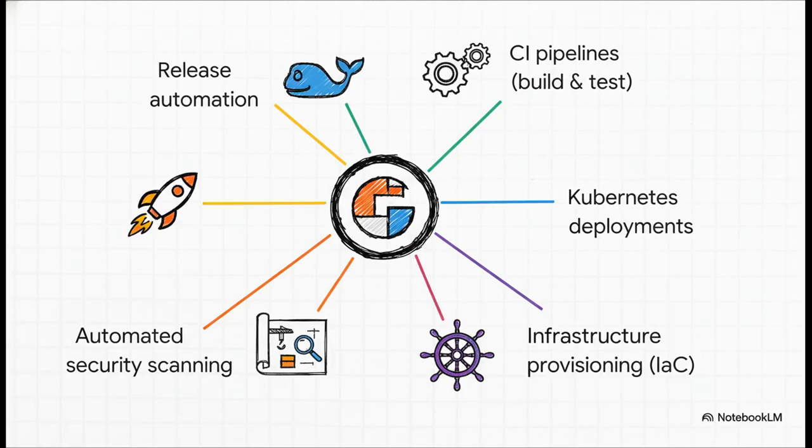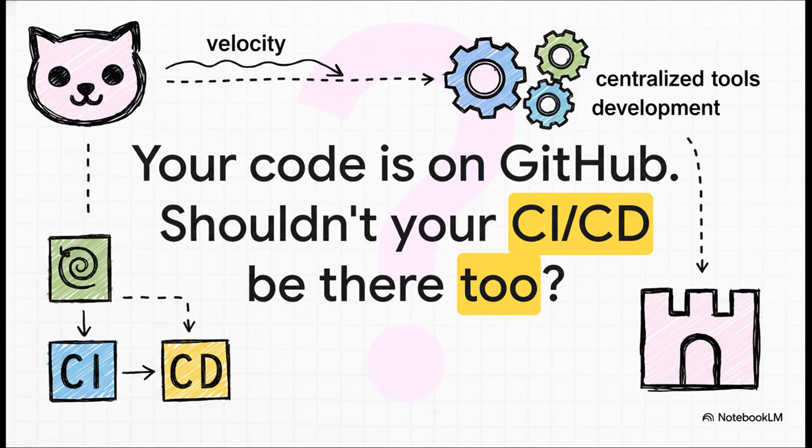I mean, just look at the sheer range of things people are doing with this. Of course, you have your standard build and test pipelines, but then you have people building Docker images, deploying to Kubernetes, provisioning their cloud infrastructure with code, running automated security scans, even publishing packages automatically. The versatility is just incredible. So, I'll just leave you with this one question to think about. We're all trying to move faster and simplify our toolchains. If your code, your collaboration, and your project management all live on GitHub, doesn't it just make sense for your CI/CD to live there too?